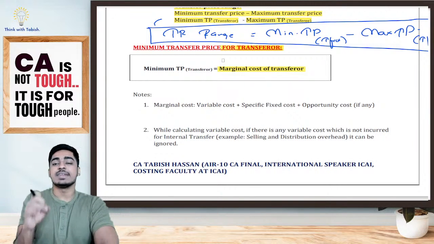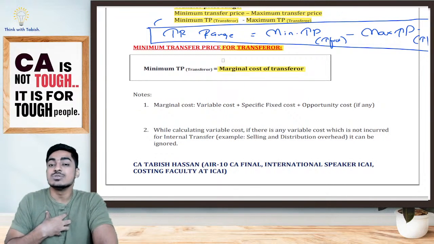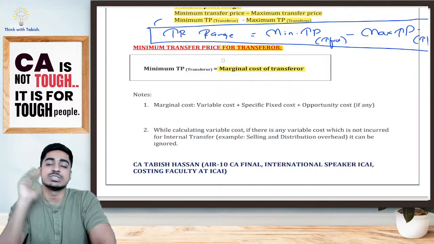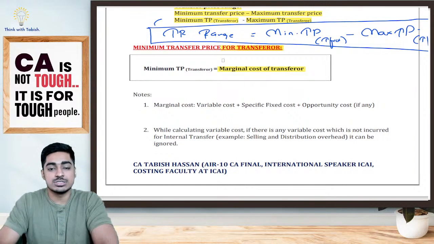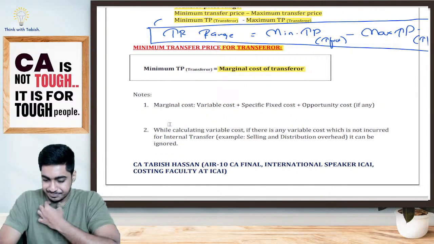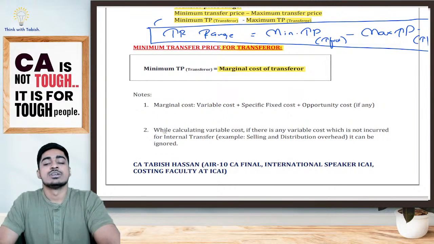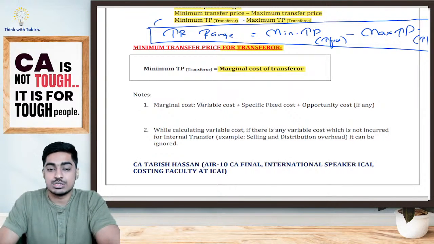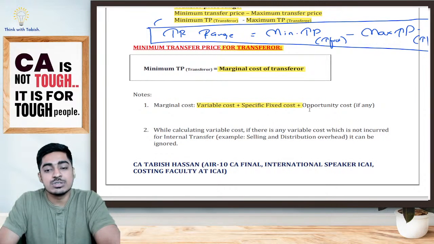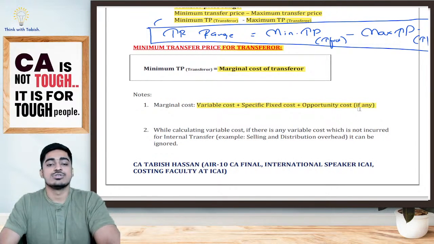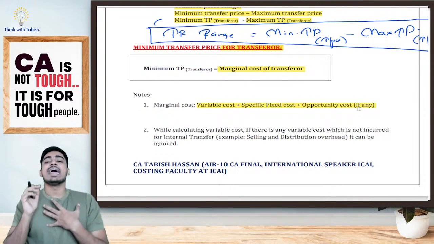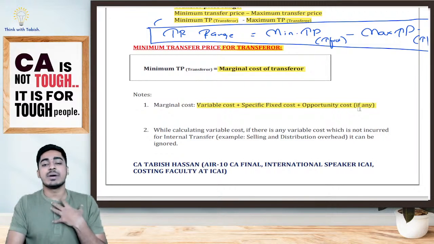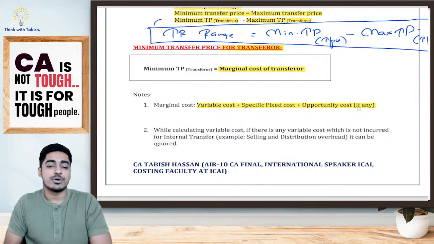The transferor is telling, for every transfer, I am incurring a marginal cost of 1000 rupees. So you need to give me at least 1000 rupees. Lesser than that, there is no way I will accept it. And what all do we have in marginal cost? In marginal cost, we have variable cost, specific fixed cost, and opportunity cost. So what is the minimum transfer price, students, from the perspective of the transferor? At least the bare minimum, I should be getting my marginal cost: variable cost, specific fixed cost, and opportunity cost.